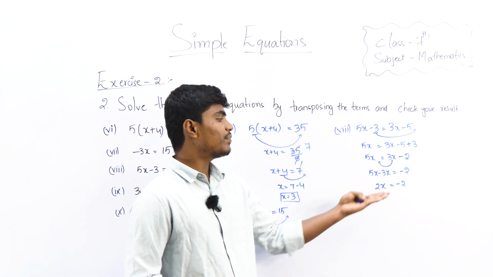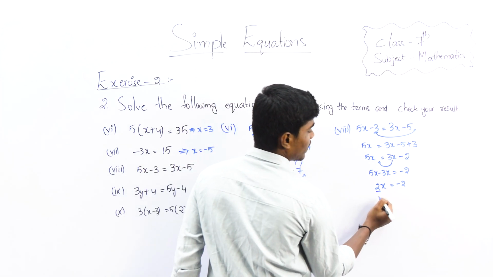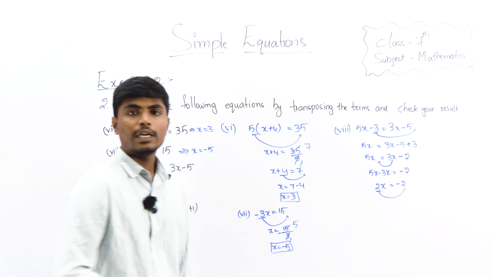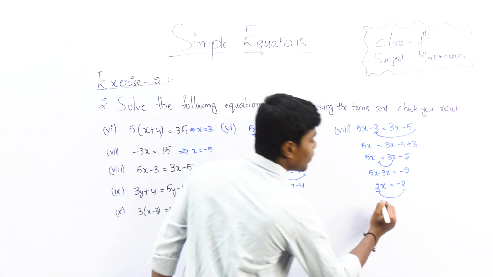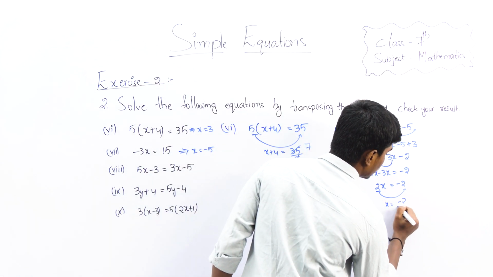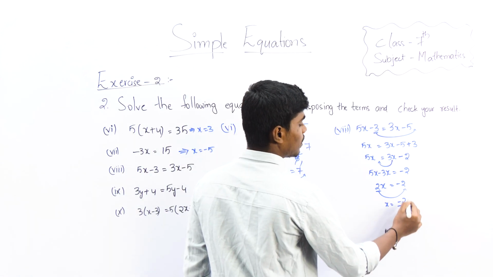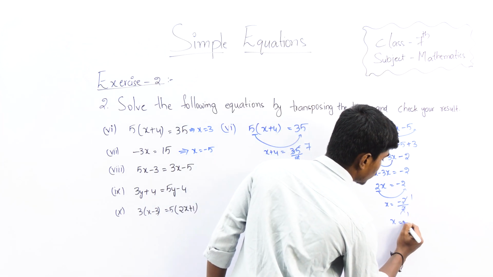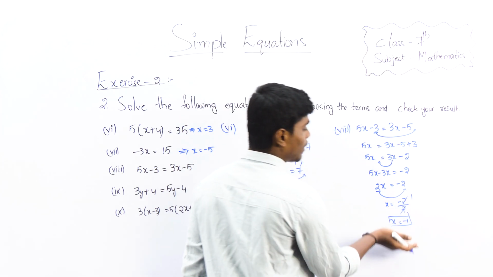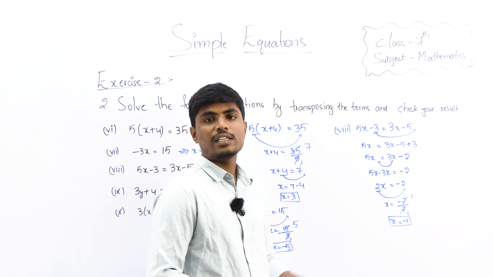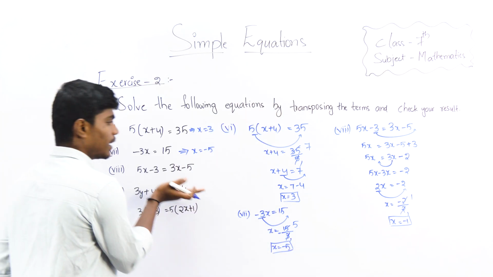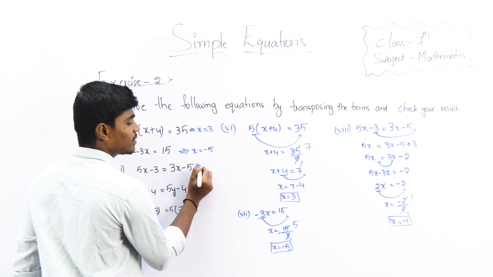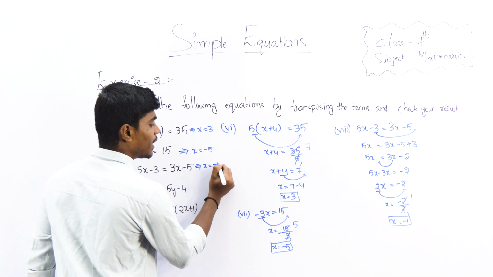Okay, here on the left hand side 2 is multiplying. If we move it to the right side, it will divide. So x is equal to minus 2 by 2. So 2 ones are 2, 2 ones are 2. So x is equal to minus 1. Here we got x equal to minus 1. This is the solution for the eighth one. What is the value of x? x is equal to minus 1.